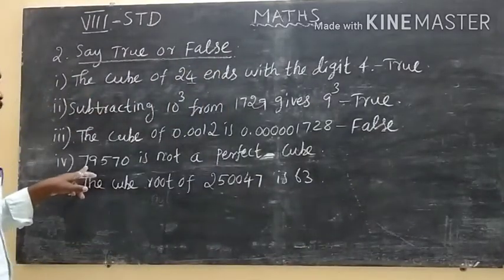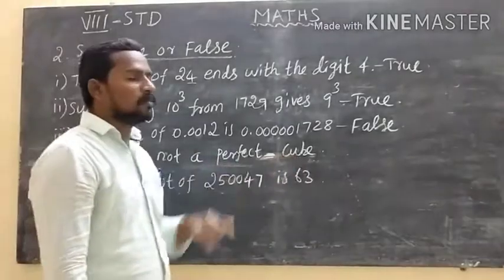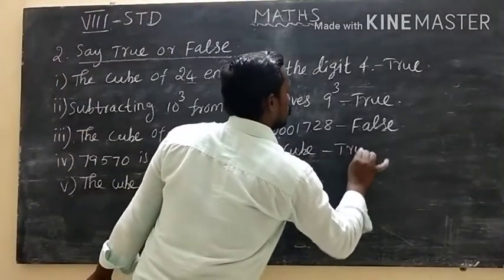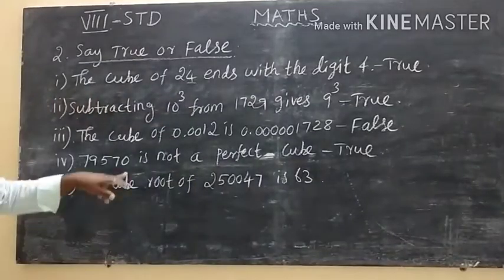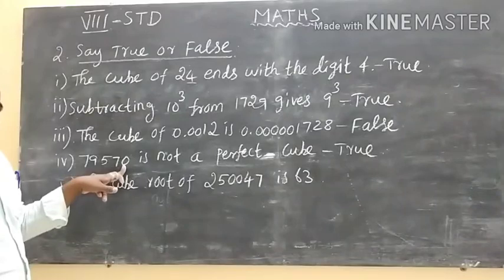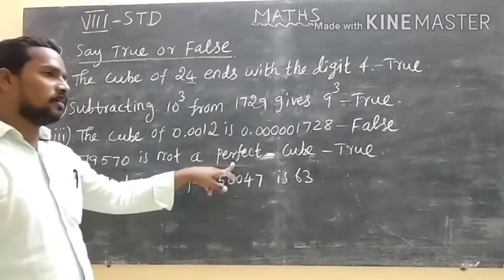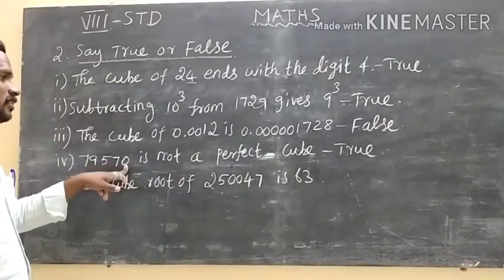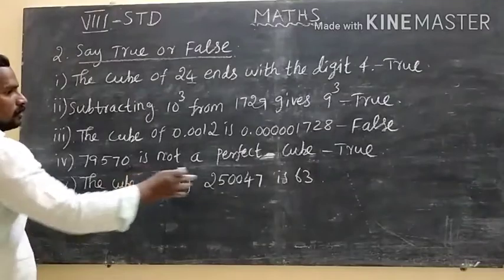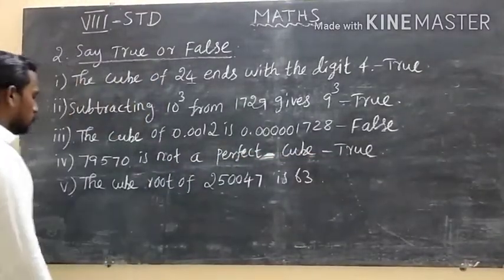Okay. Then 79,570 is not a perfect cube. Yes, it is true. Because of the single zero: a cube number does not end with a single zero. Only multiples of 3 zeros can exist in a perfect cube number. So if a single zero exists, it is not a perfect cube. So this is a contradiction, and the statement that it is not a perfect cube is true.